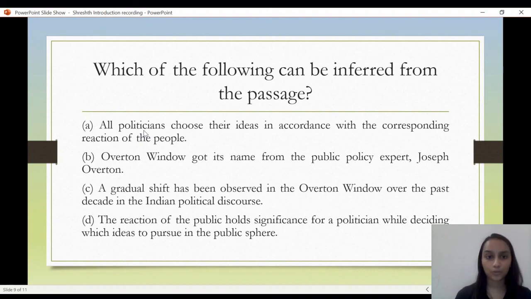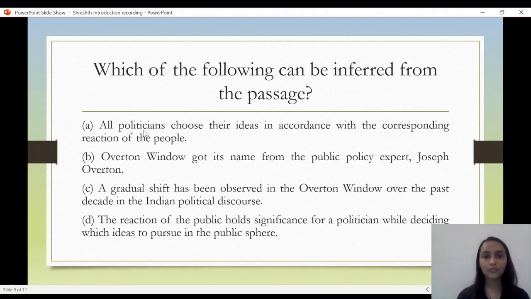Now let's look at the next option. Overton window got its name from the public policy expert Joseph Overton. Now this is something that is outrightly stated in the passage, right? The last sentence of the passage. It is not telling us anything new. It is not deriving anything or deducing anything from the passage. It's just a restatement of information given in the passage, which means that it is not an inference. So option B is also incorrect.